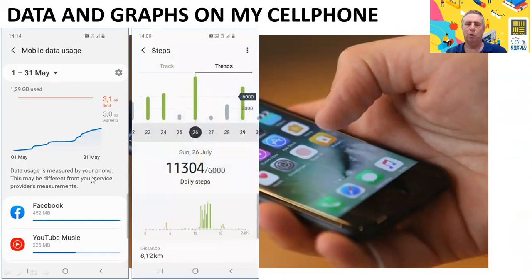If I go for a walk, my cell phone counts the number of steps. On the 26th of July, I did 11,304 steps, a distance of 8.12 kilometers. And here I have some graphs which show at what time of day I was walking on the 26th, and they compare my distance walked on the 26th with other days.